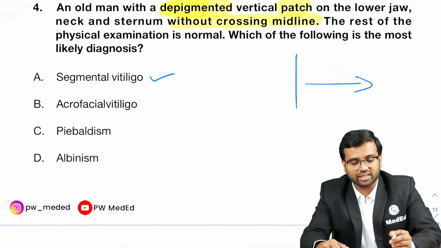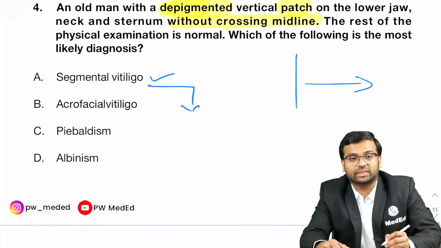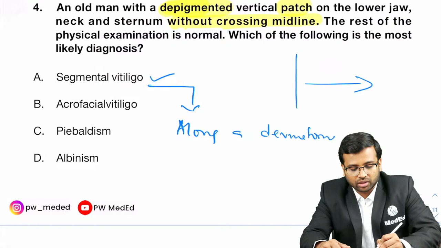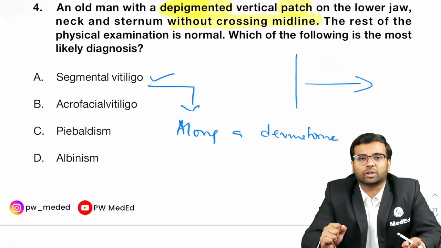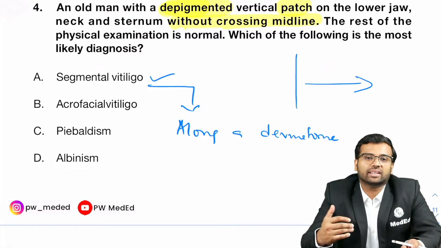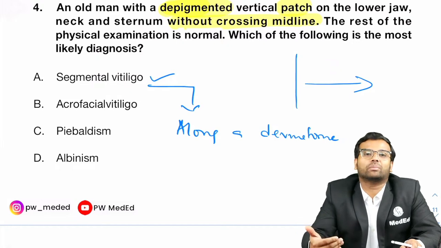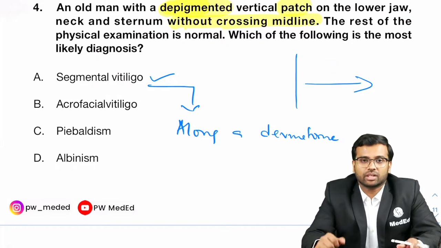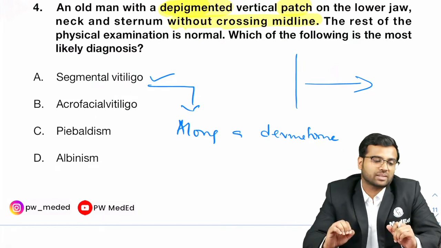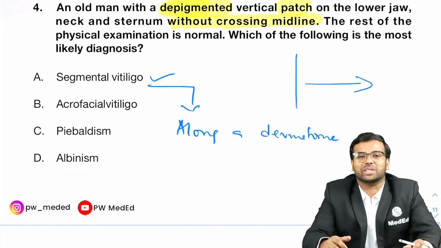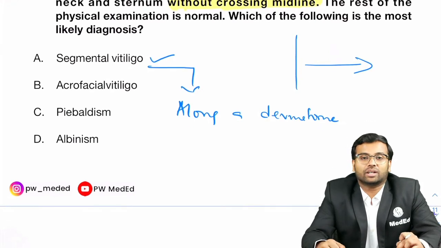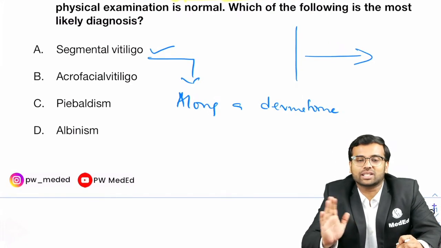What is the reason? The reason is that in segmental vitiligo, the lesions are present along a dermatome. That is the reason why these lesions are not going to cross the midline. Is there any other disease that comes to your mind when we talk about a dermatomal distribution? Your answer in the chat box, please. What is the other disease where there is a lesion that does not cross the midline or runs along a dermatome?